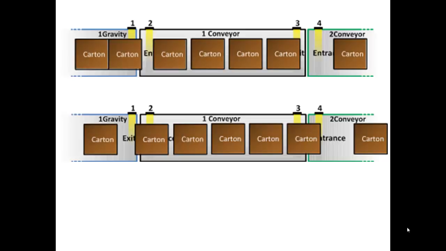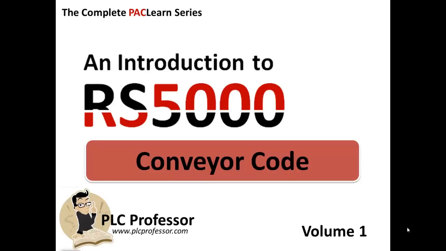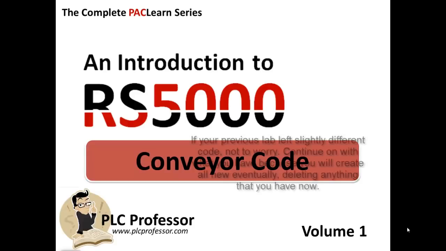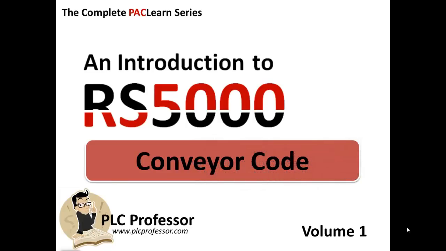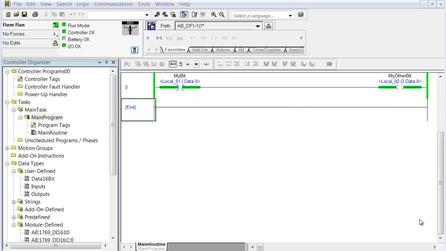So that really wraps up our project description. Now we're going to continue on into the actual logic to run this conveyor section. And remember that this is conveyor code, but this is part of multiple programs, which is part of the section called Tasks, Routines, Programs, and Add-on Instructions. Okay, back we are to our programming.